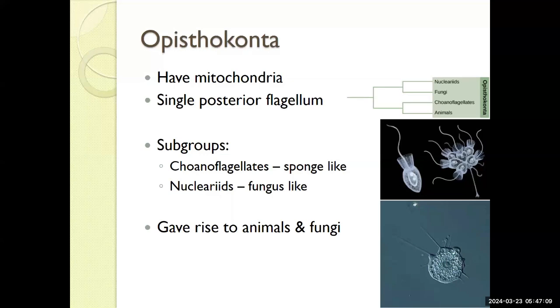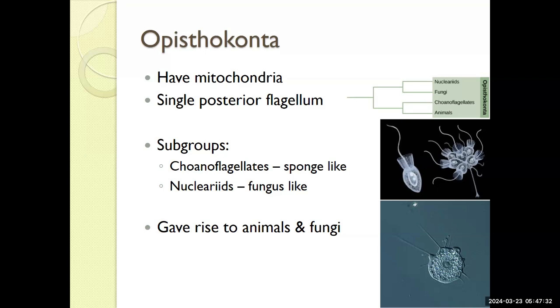The Opisthokonta are our next group. Their key feature is that they have mitochondria, modern mitochondria, and a single posterior flagella. Their significance is that the Opisthokonts gave rise to the animals and fungi.